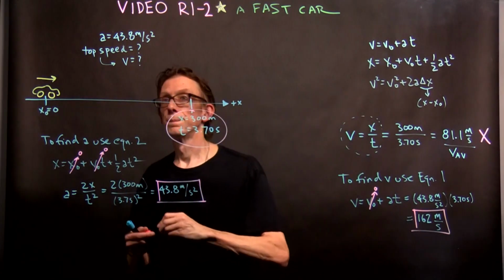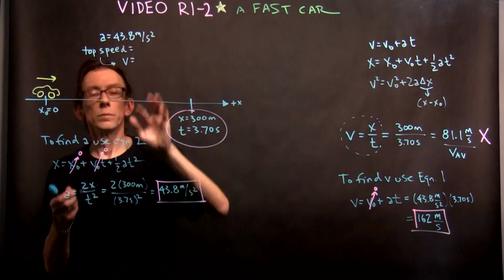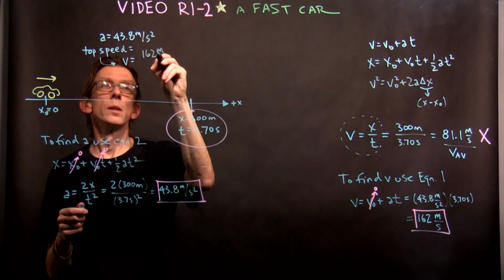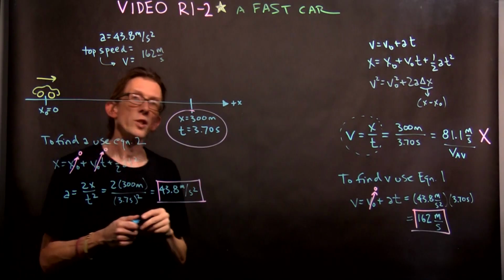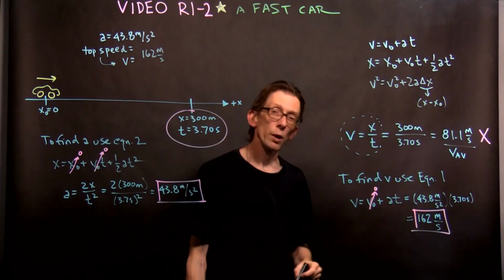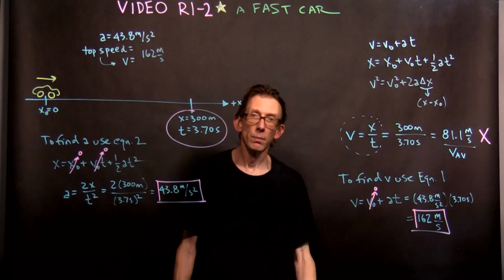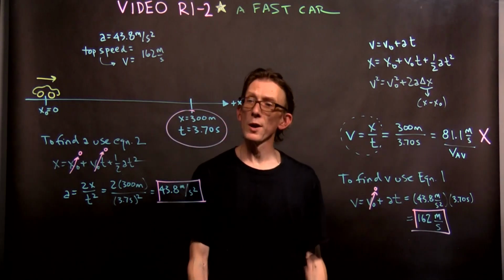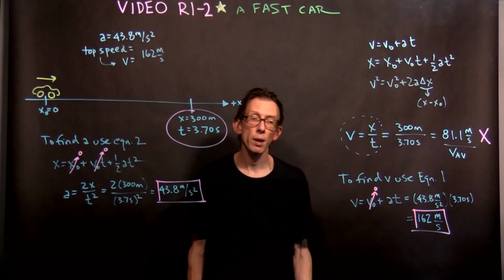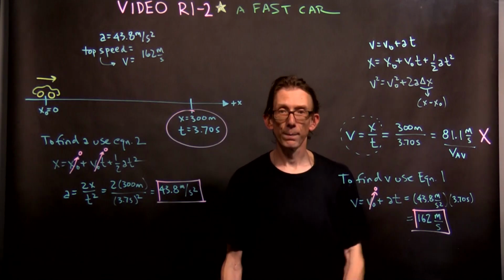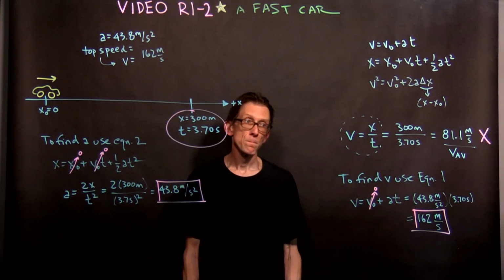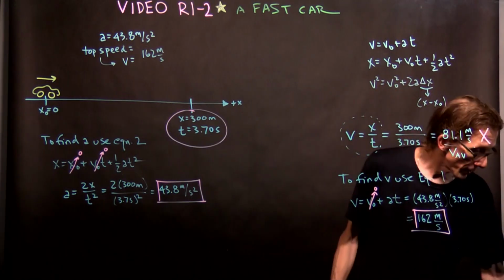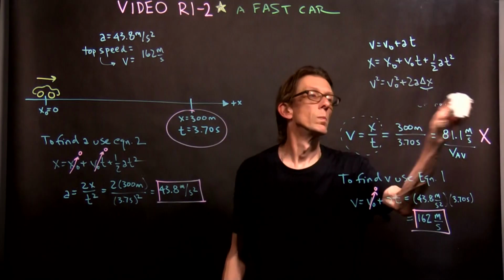Final velocity. Top speed is 162 meters per second, which is about 350 miles per hour. Boom! In 3.7 seconds. 0 to 350 miles per hour in 3.7 seconds. It's pretty impressive, but that's the answer. Okay? Now, I'm going to say one more thing about this. I think I'm going to put it up here.